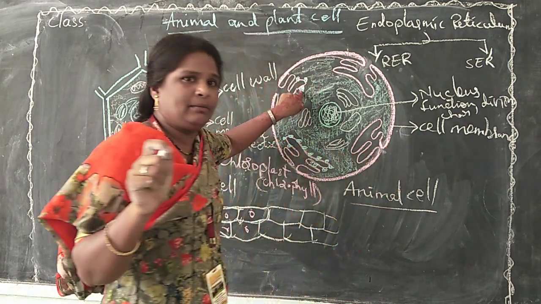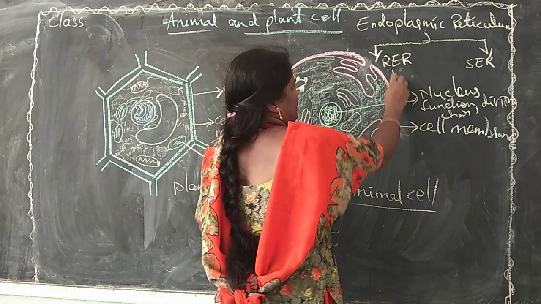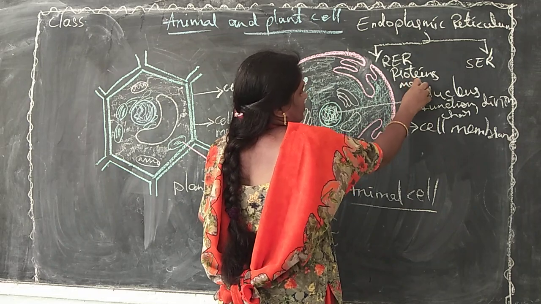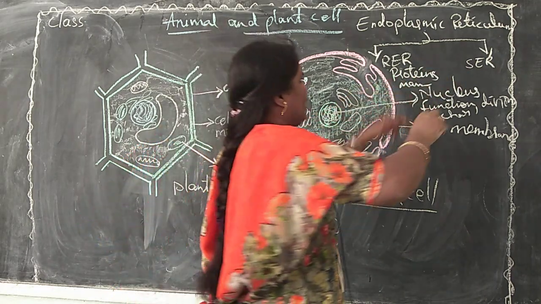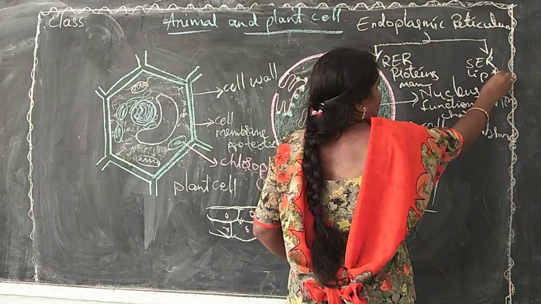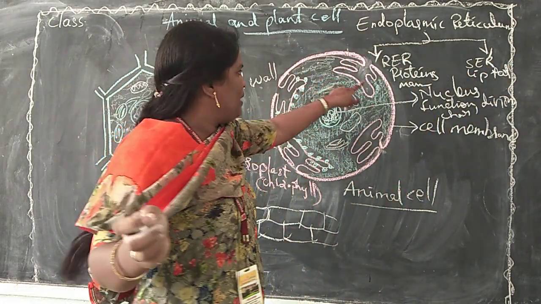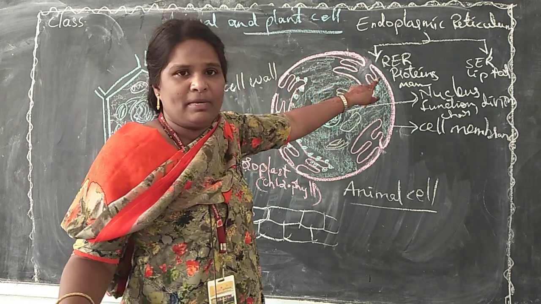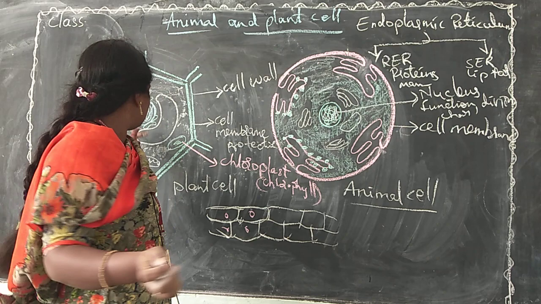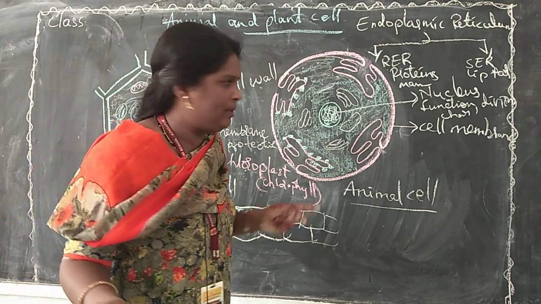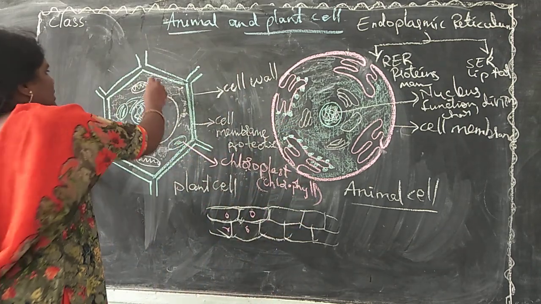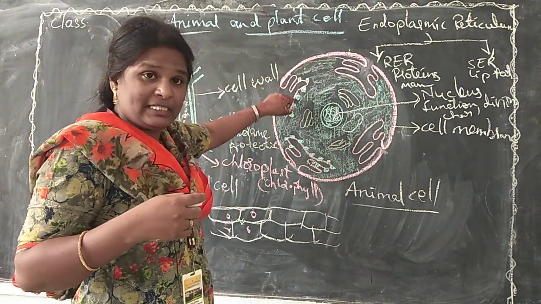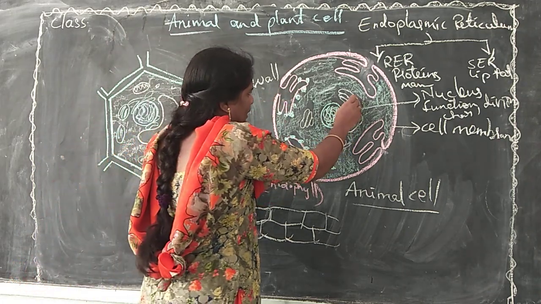Where granules are present, proteins are manufactured. In the cell, proteins are manufactured. Lipids and fats are manufactured in the smooth endoplasmic reticulum. These two endoplasmic reticulum are like factories. The plant cell also has endoplasmic reticulum, and these granules move freely in the plant cell. Proteins are manufactured here.